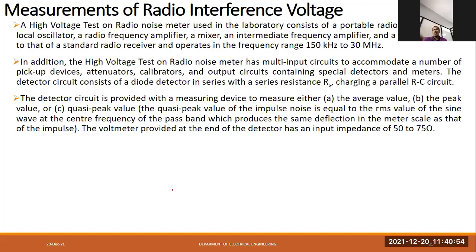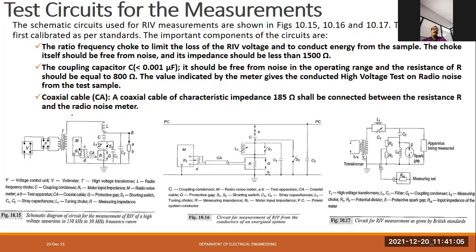So whenever the voltmeter that is provided at the end of the detection circuitry gives you an input impedance of around 50 to 75 ohm, that will be the measurement of radio interference. So there are some test circuits again, the test circuits for the measurement of such kind of RIV. These RIV measurements are shown in a figure. These three figures are used there.